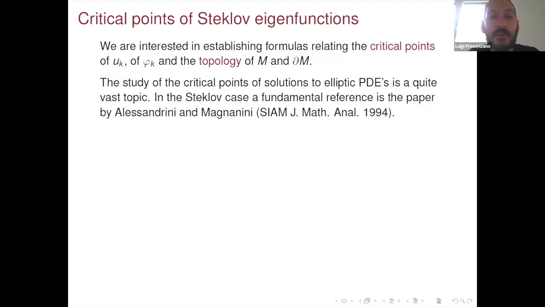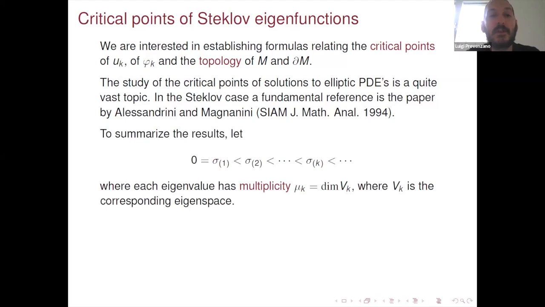So just to give you a flavor of the kind of results that we will discuss, let me just state the result of this 1994 paper. For this result, I will slightly change the notation for the eigenvalues, just for these two slides. I will denote by sigma k with parentheses the Steklov eigenvalues, but I do not repeat them according to multiplicity. So these are just the values attained by the eigenvalues. And I will call mu k the multiplicity of each of these eigenvalues, namely the dimension of V k, the corresponding eigenspace.